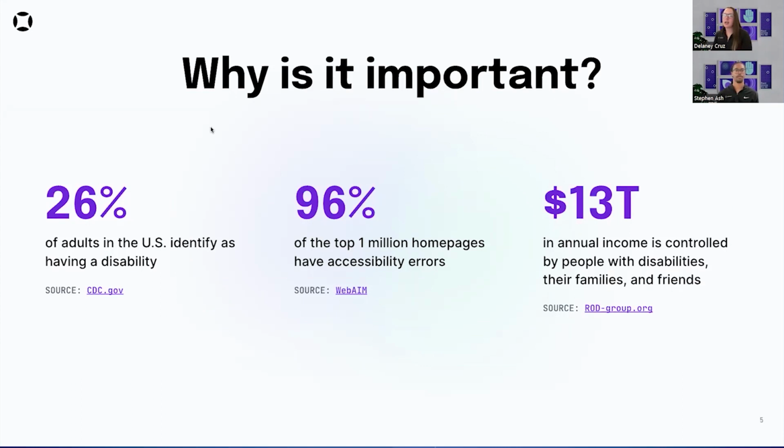Why is it important? Right here, I have a couple of data points to share, essentially some information regarding who is impacted by disability, and then what the current state of web accessibility is on the web today. So 26% of adults in the US identify as having a disability, so essentially 1/4 of the US population. 96% of the top 1 million home pages have accessibility errors. So what that really tells us is only about 4% of just the home page on websites can actually be deemed fully accessible to individuals with disabilities, individuals utilizing assistive technology. And then $13 trillion in annual income is controlled by people with disabilities, their families, and friends. So an additional data point in regards to return on investment in helping ensure that your website is accessible to individuals with disabilities.